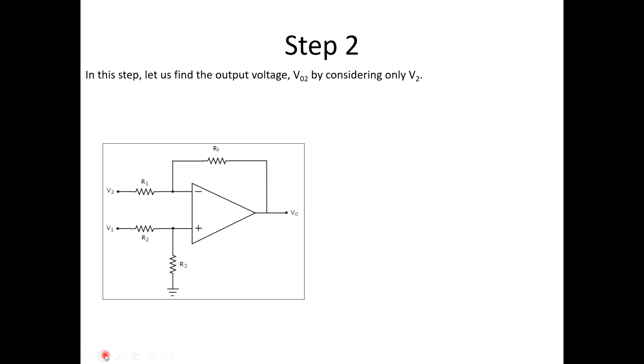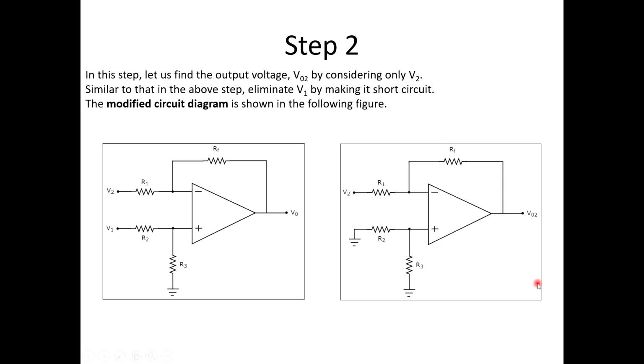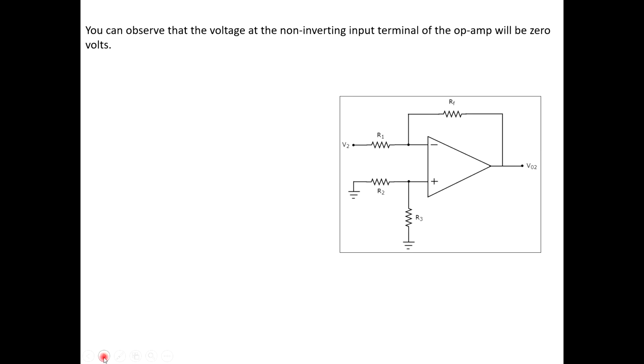Next, step 2. In the same way, we remove V1 and we consider only V2. So we'll get a modified circuit diagram, and that would look something like this. See, there is no V1 over here, only V2 is there. This one is very easy to do, because this becomes an inverting amplifier with feedback. So what is the output of the inverting amplifier with feedback? It is nothing but the input voltage into minus Rf by R1. This I told you yesterday in the previous lecture.